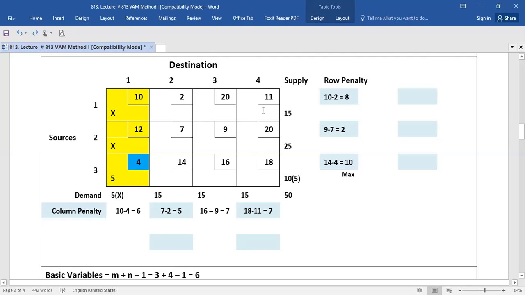Moving in this first row, here you have the smaller two values, 2 and 11. So your first penalty is 11 minus 2. 2 is smaller, and the next smaller is 11. So you will calculate your penalty as 11 minus 2 is equal to 9. And for the next row, the penalty will be 9 minus 7. This column is totally eliminated.